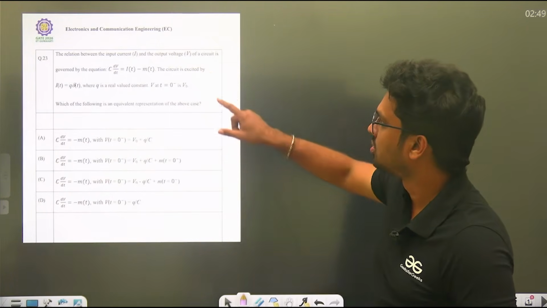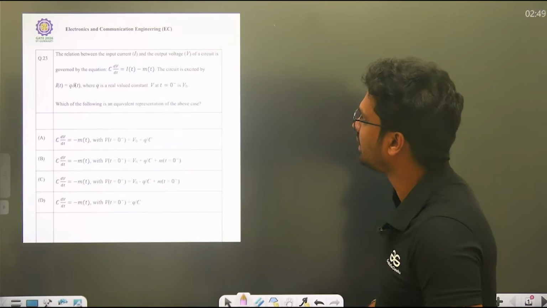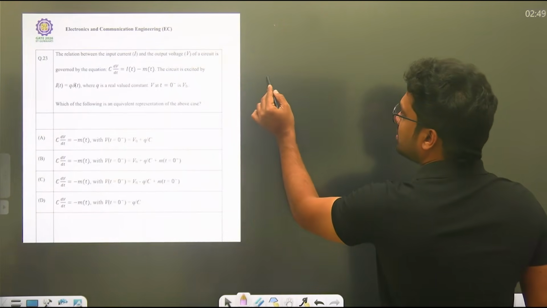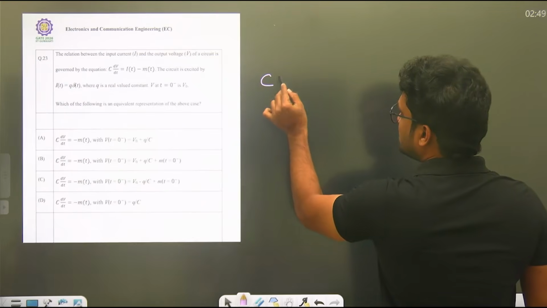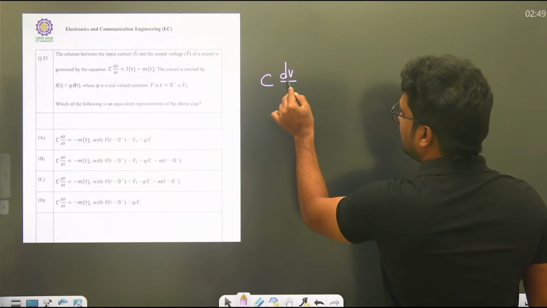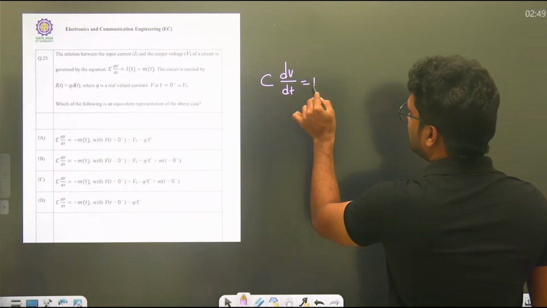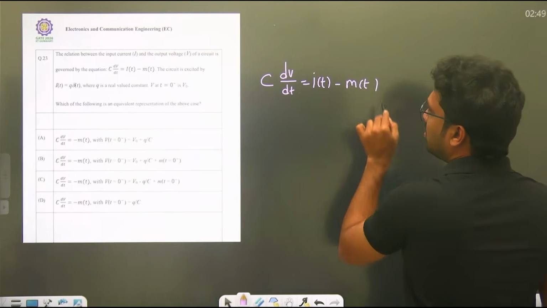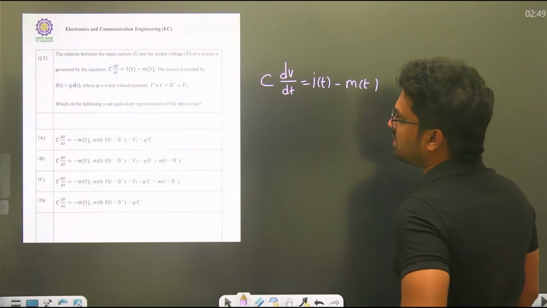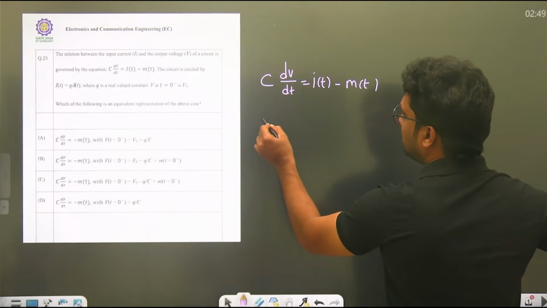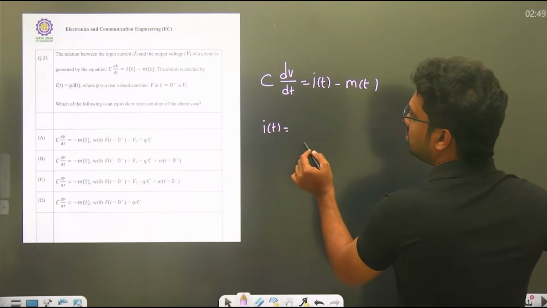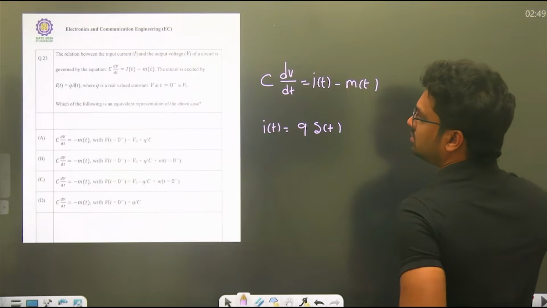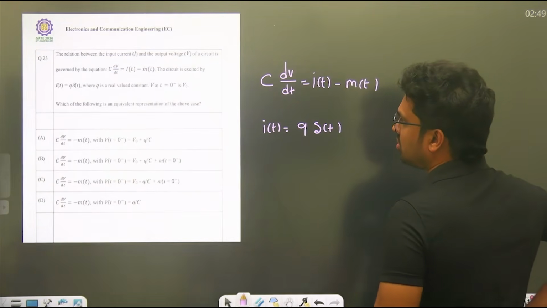The relation between current I and V of the circuit is governed by the equation. What did the examiner give? C dV/dt = I(t) − M(t). The circuit is excited by the current I(t) = Q δ(t), where Q is some real constant.